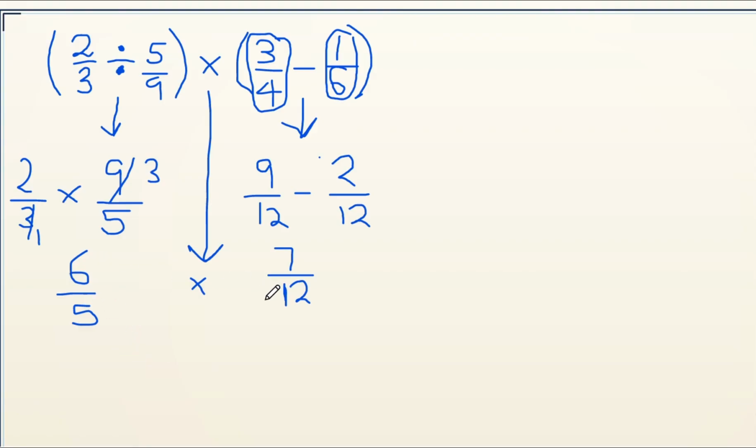Remember, if we also look at this, you'll see that we have 6 and 12, so we can cancel out something. If we divide 6 by 6 here, we'll have 1. If we divide 12 by 6 here, we'll have 2, which means for the numerator, I'll be left with 1 times 7, which is 7, and then 5 times 2, which is 10. So my final answer for this one becomes 7 over 10.